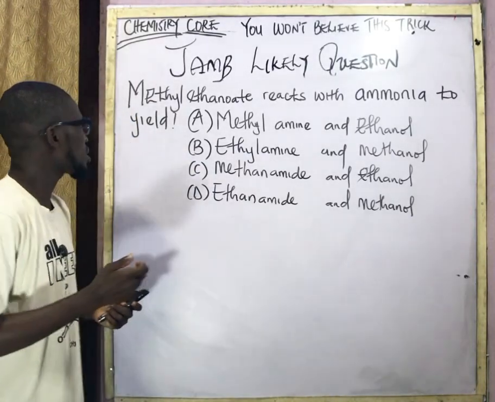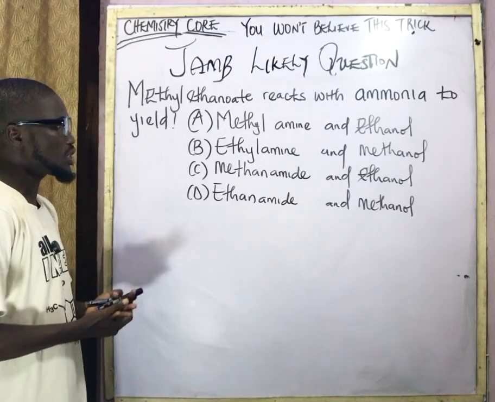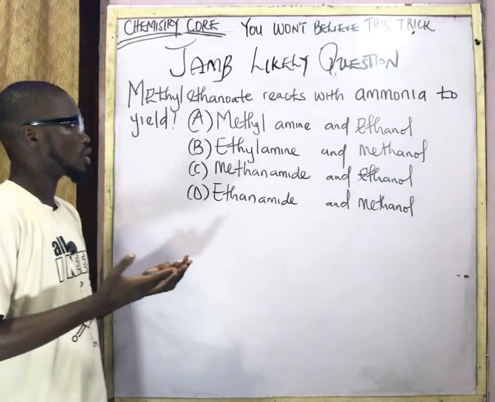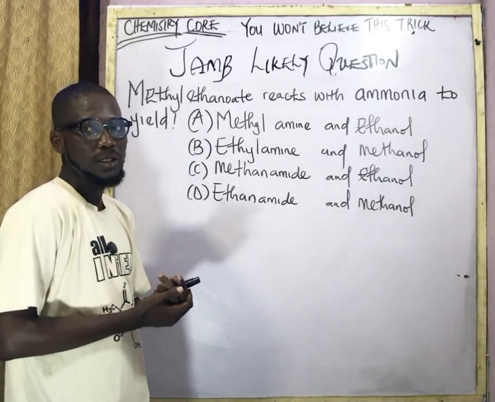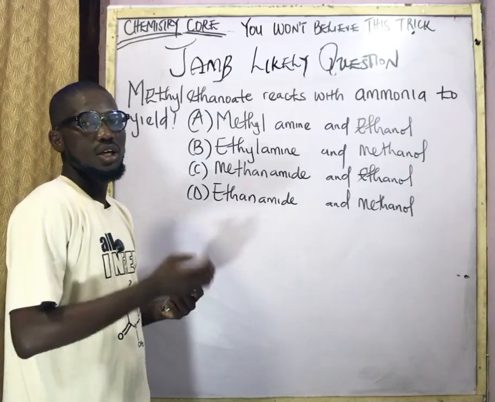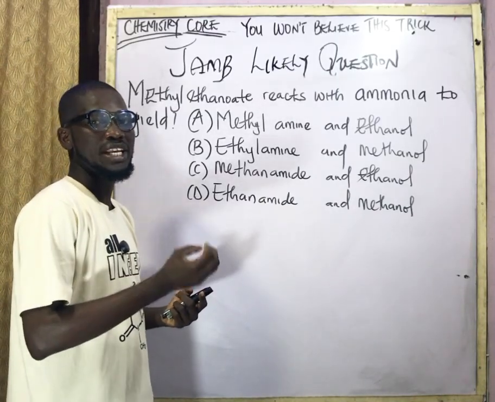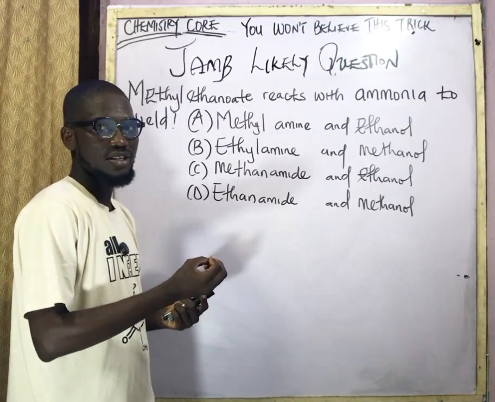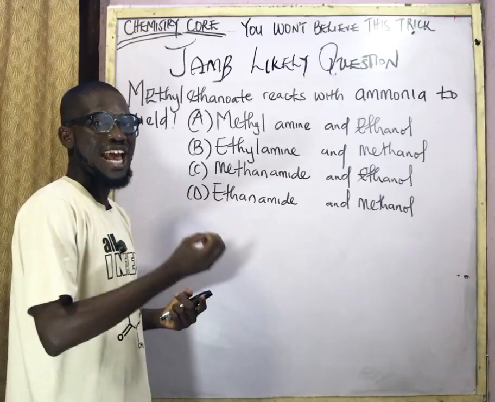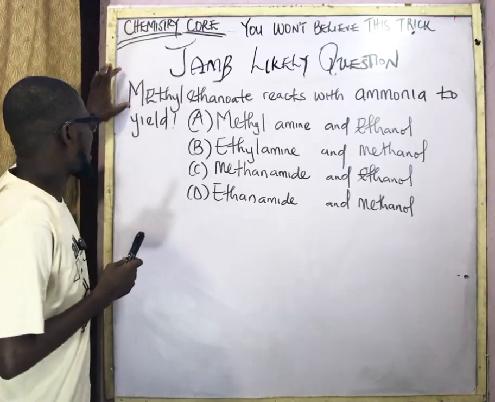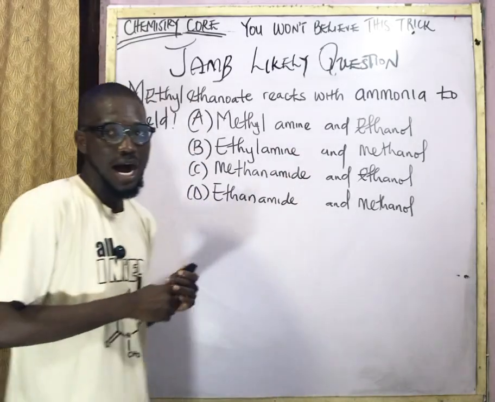Now, the question says, methyl ethanoate reacts with ammonia to yield what? Anytime you come across methyl ethanoate reacting with ammonia, we call it ammonolysis of esters, or the reaction between esters and amine. I repeat, ammonolysis of esters or reaction between esters and amine. Methyl ethanoate is the ester, while here we have our ammonia.